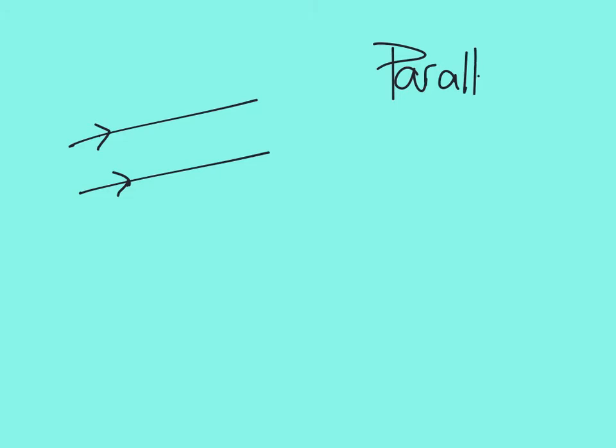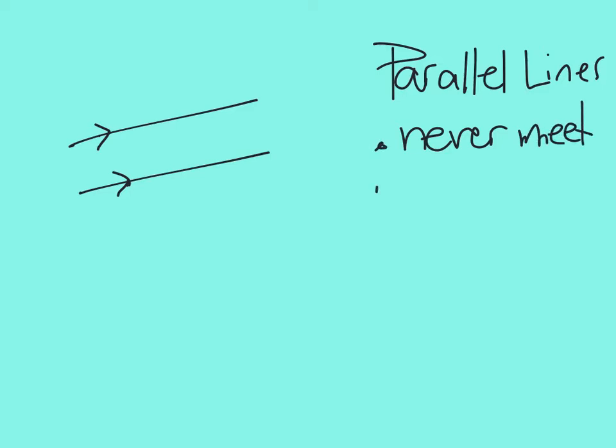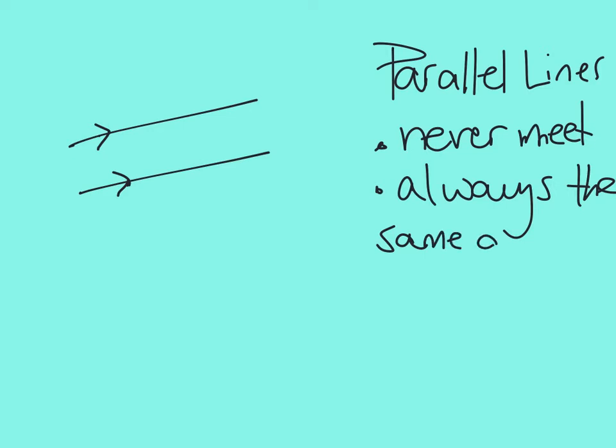All right, so now we have two parallel lines. I'm sketching these, so I'm going to tell you that they're parallel by sticking that on there. Parallel lines, they never meet. Okay, that's point number 1. And point 2, they're always the same distance apart. So think of railway tracks. Okay, so those are our parallel lines.